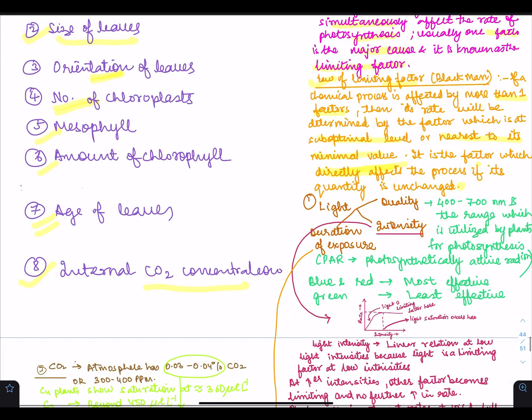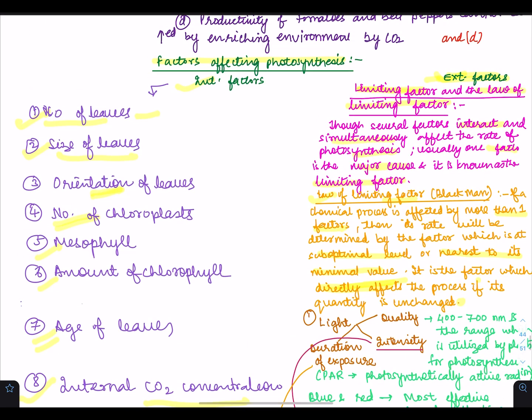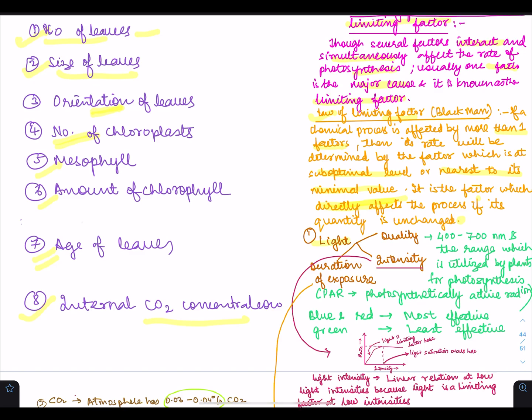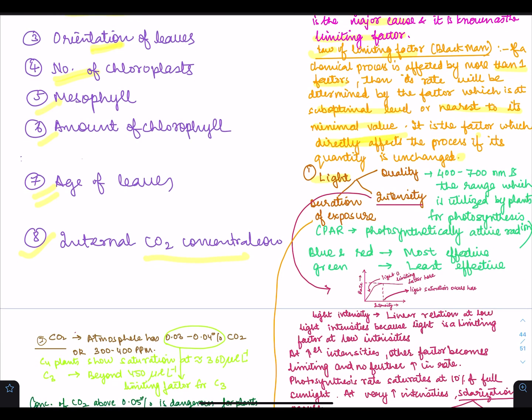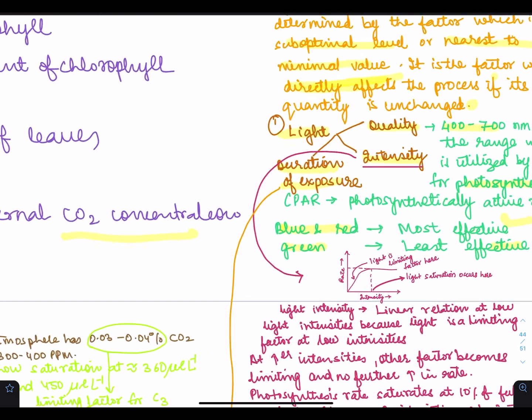Now, what are actually the external factors which affect photosynthesis in plants? First is light, and how light will affect? Light's quality, light's intensity and the duration of exposure of light all are very important in photosynthesis. So the quality of light, 400 to 700 nanometers is the range which is utilized by plants for photosynthesis. So blue and red light, this is most effective, and the green light, this is least effective.